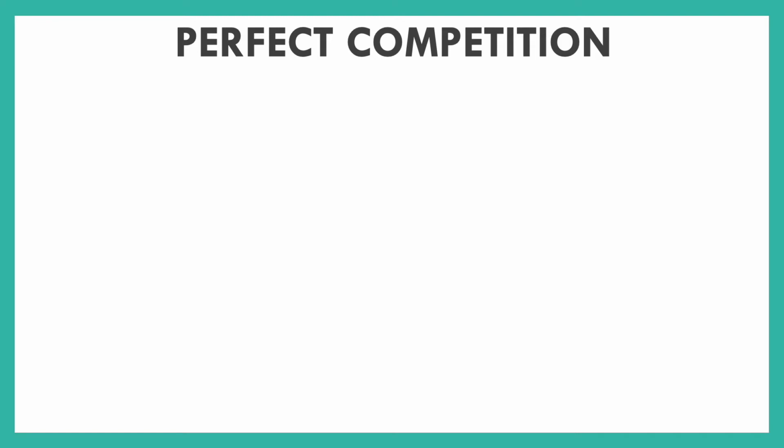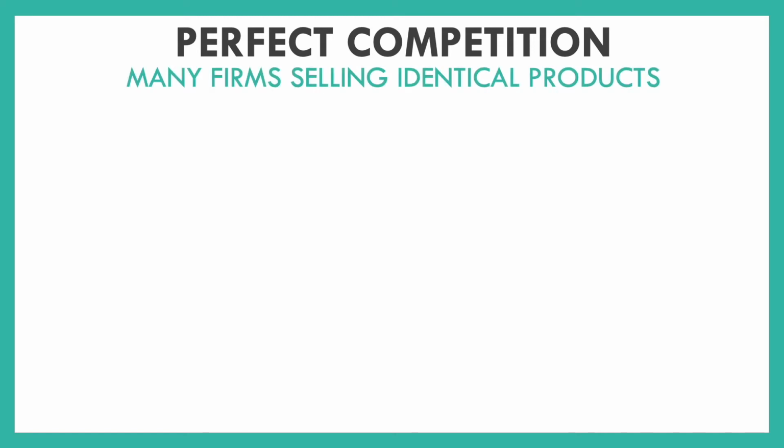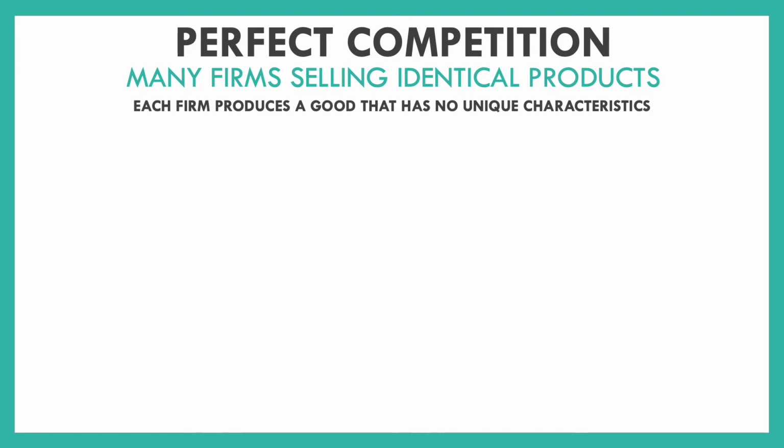We're not going to get into all the different requirements that are necessary for perfect competition, but really what you guys just need to know is that perfect competition just means it's a market where there's many firms selling identical products. And we mean identical. We're not talking about fast food restaurants where everybody sells burgers. No, their burgers are different, even a little bit. We're saying identical products. Each firm is making a good that has no unique or defining characteristics.